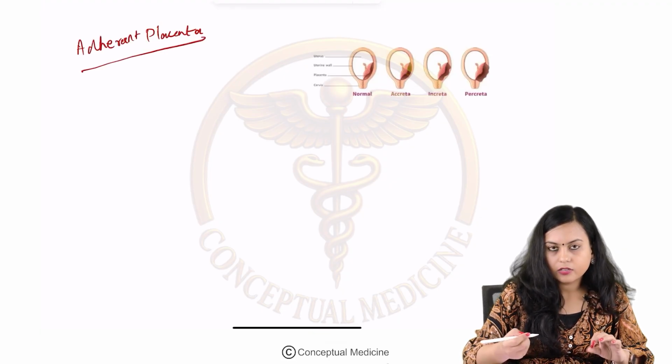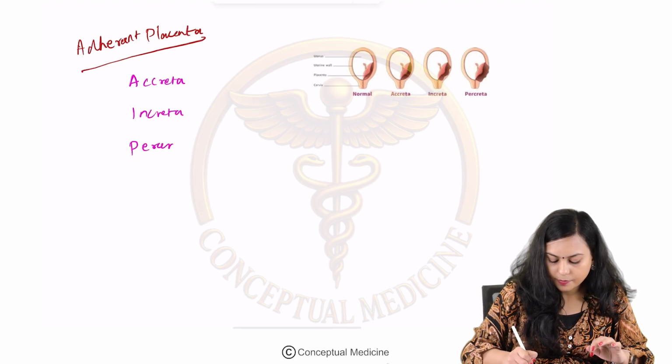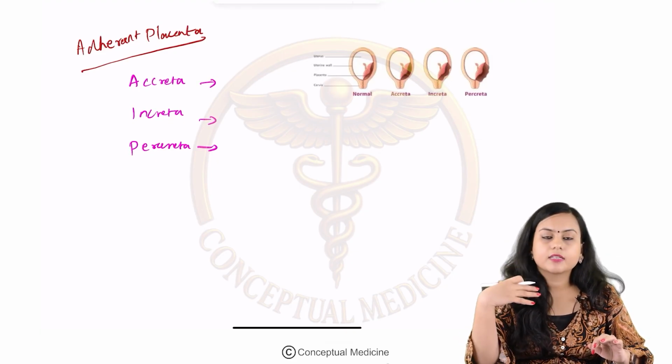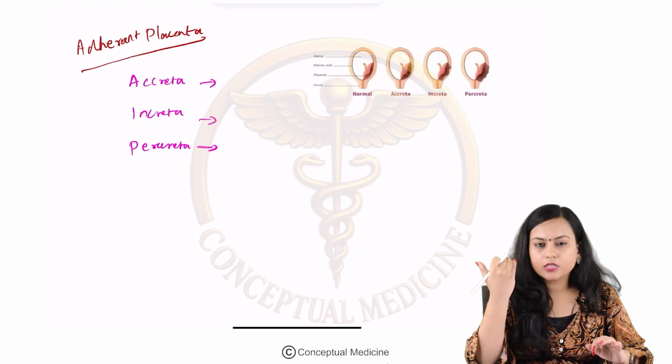Okay. So there are 3 categories of adherents also. It is placenta accreta, placenta increta and placenta percreta. Remember accreta, usually the placenta should adhere itself to the endometrium only, right? So that it will be shed off after the pregnancy completely.